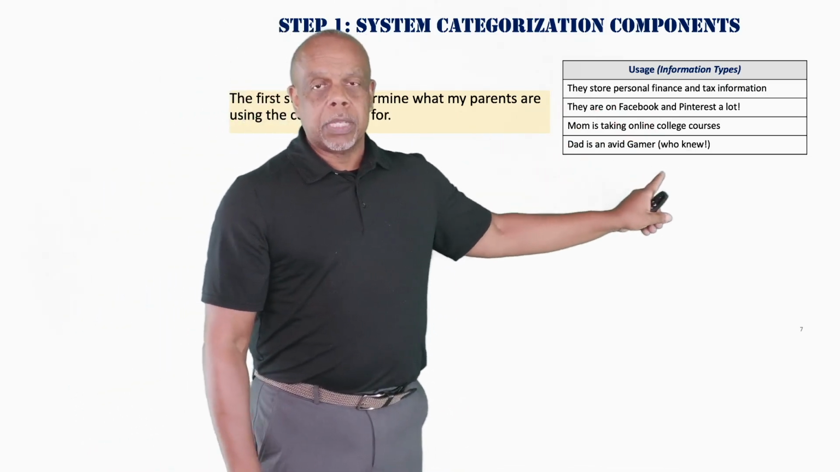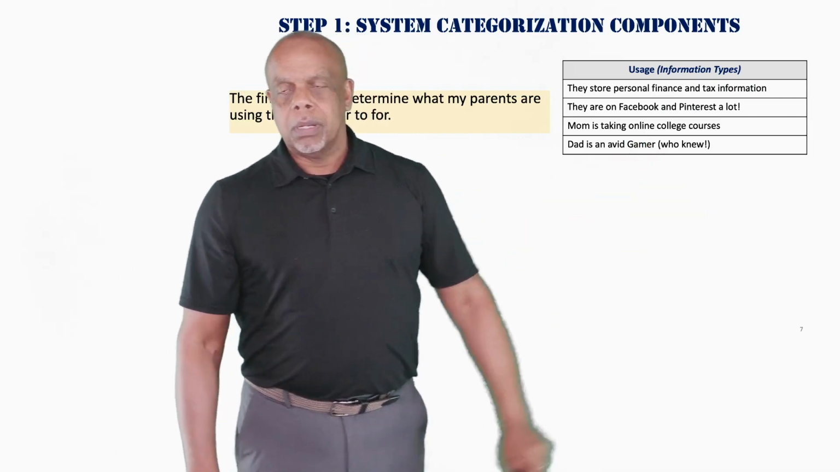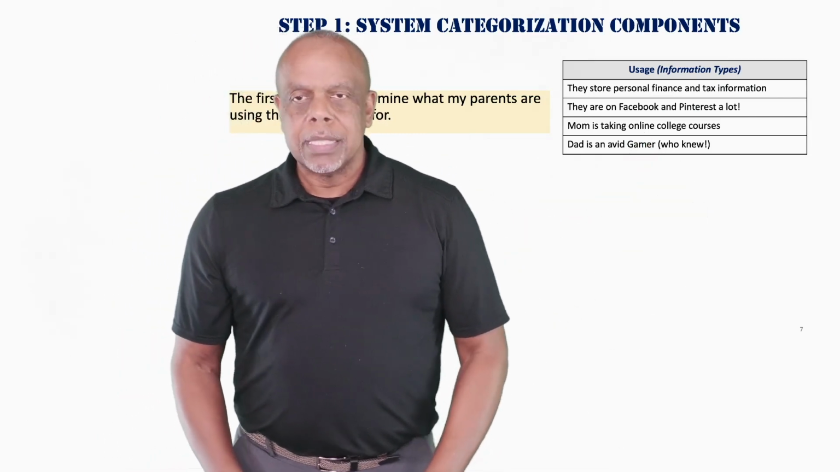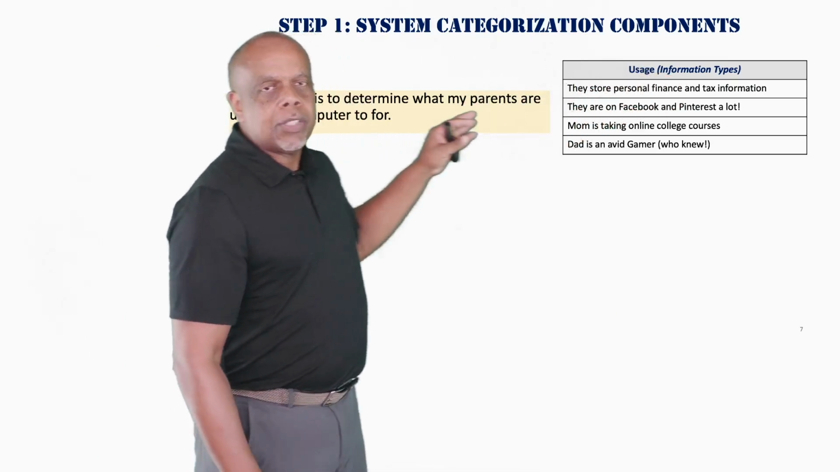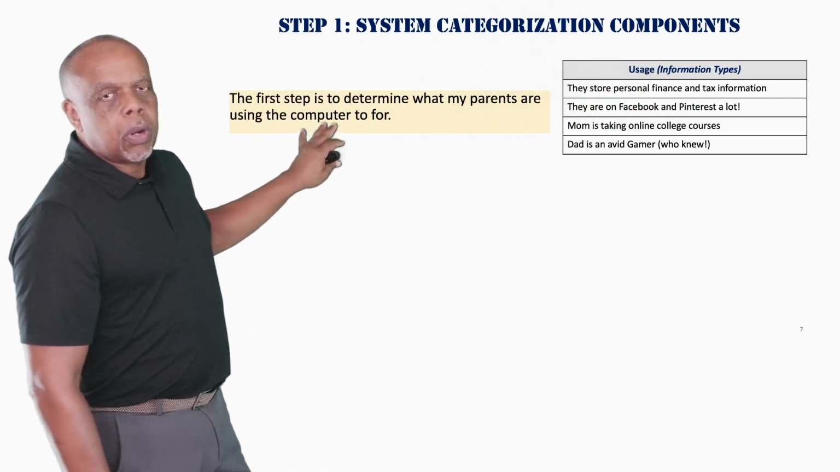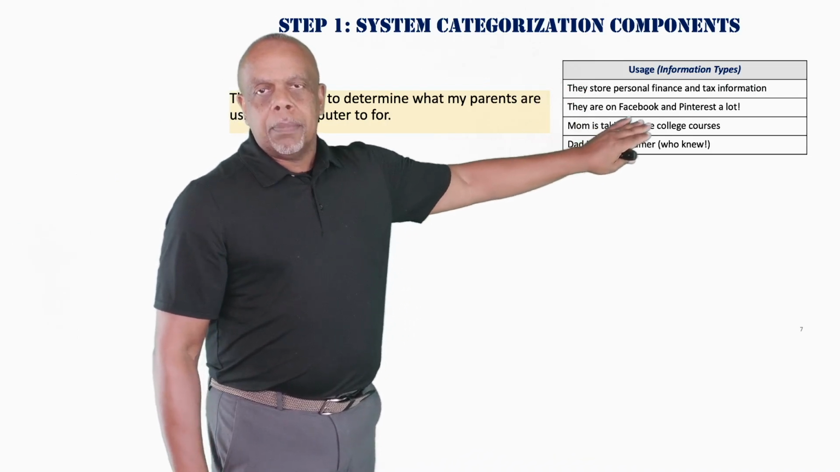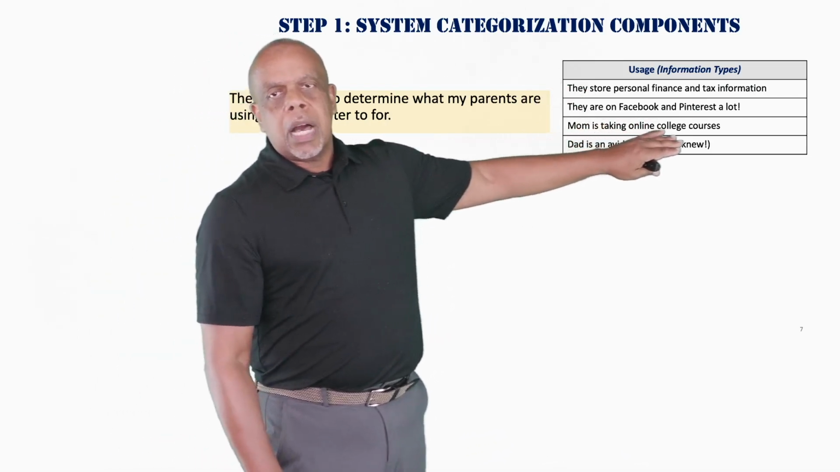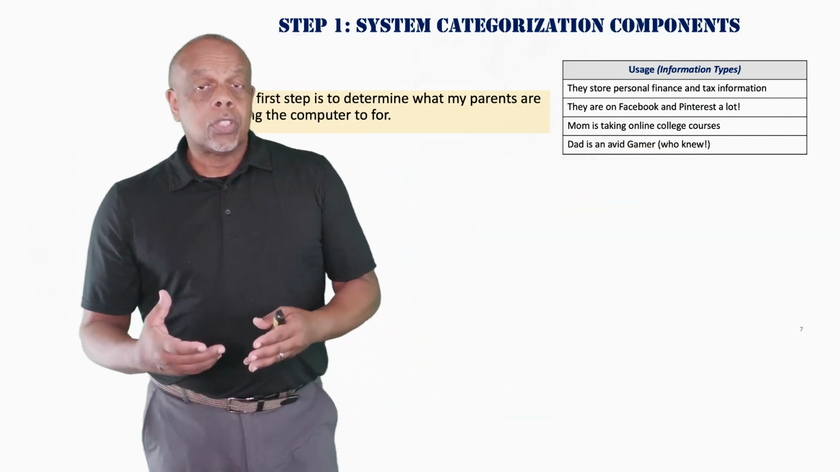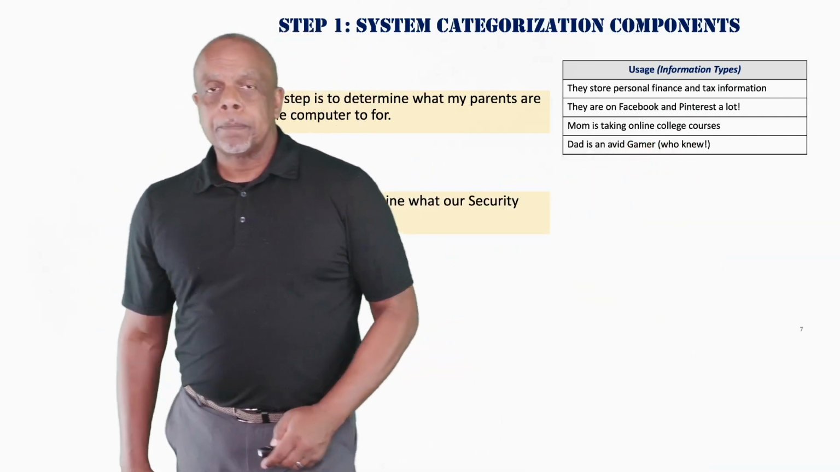And this was the biggest shocker of all. My dad, he's an avid gamer. I never knew my dad was a closet gamer. But yes, so now I see what they're going to use. These are the types of information that this computer is going to store, process, and disseminate: finance, tax records, access to the internet to get to certain websites, online college courses and all the things associated with the course material, and the ability to do some gaming.